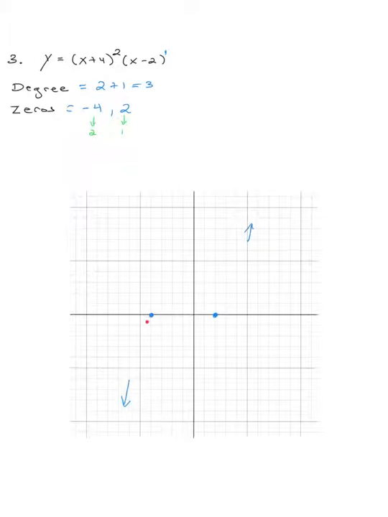When I get to this 0, it's going to bounce off and stay on the same side because the exponent on that factor is 2. Then it's going to come up and cross through the axis and connect to this end of the graph. I expect that the equation should look something like this. Just a general sketch of the graph.